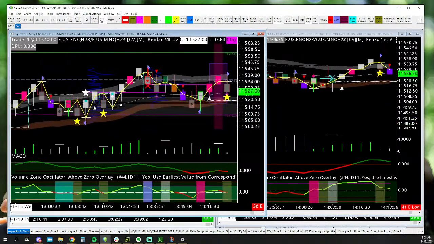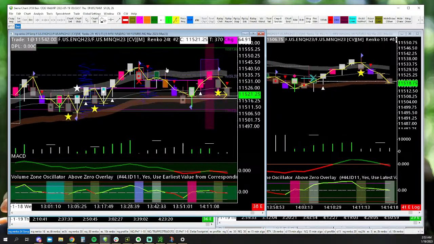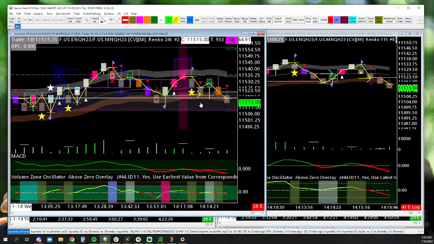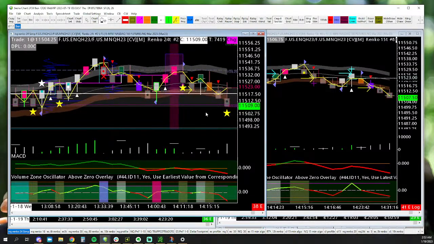If you're at the high, don't even worry about POC over POC. They're only useful at support, in my opinion. Sometimes they're going to work for a small trade, but it's not worth it.